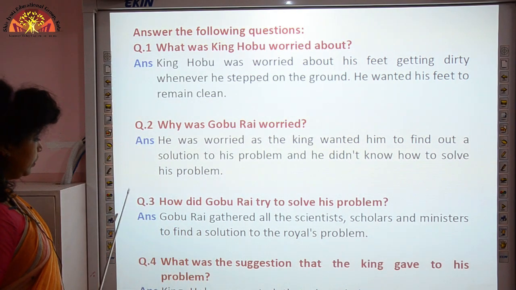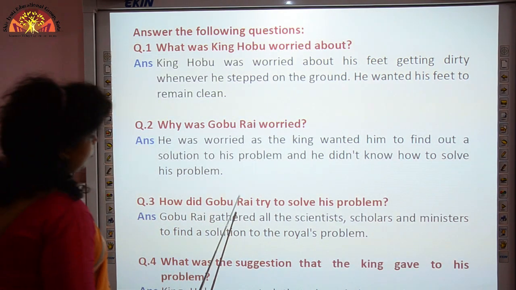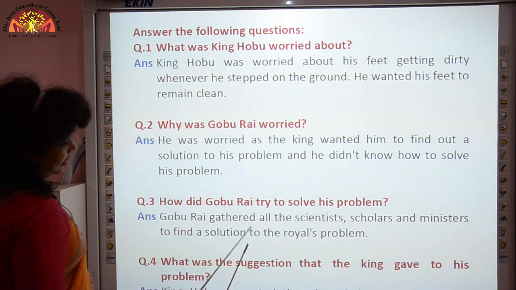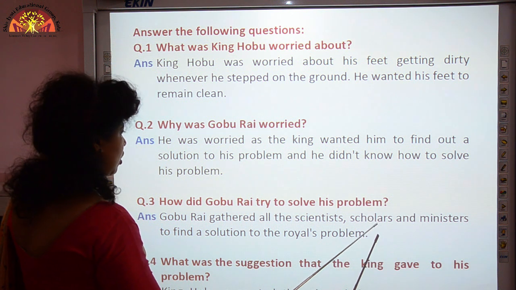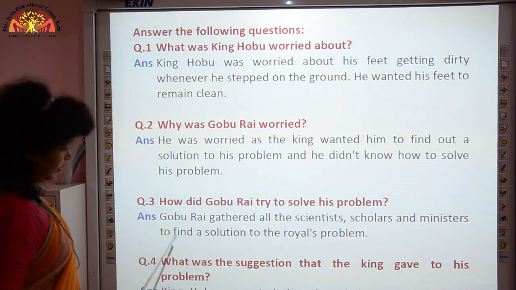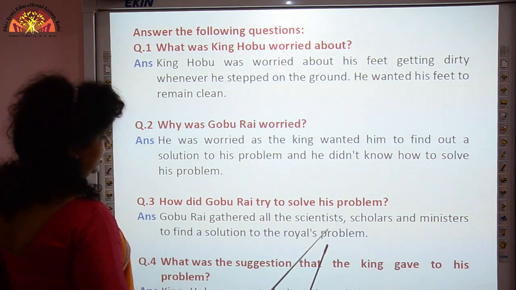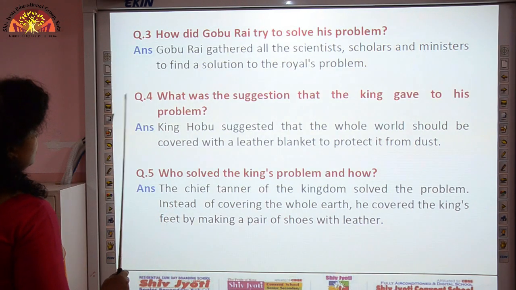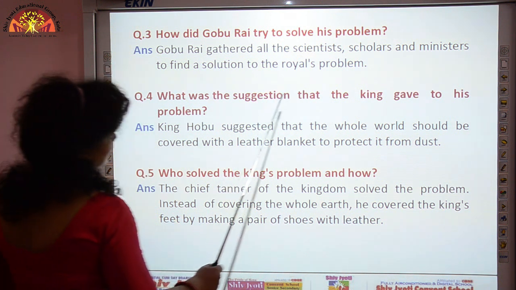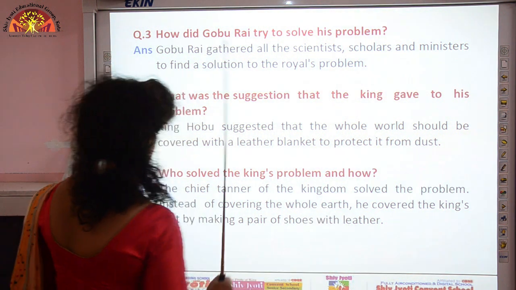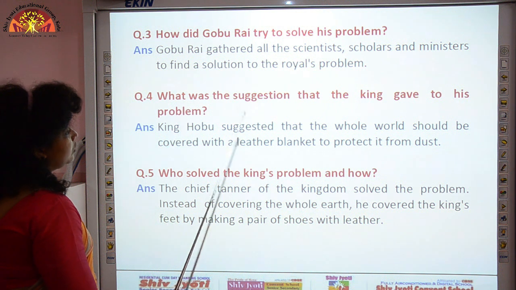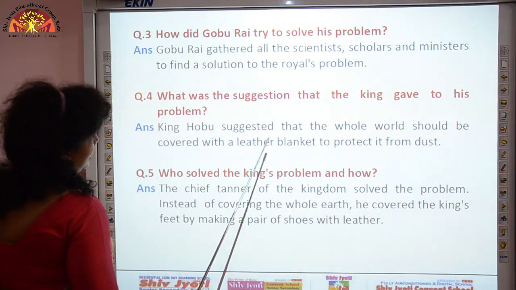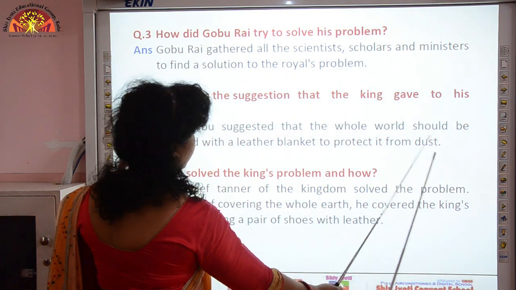Let us now come to question 3. How did Gobu Rai try to solve his problem? Gobu Rai gathered all the scientists, scholars and ministers to find a solution to the royal's problem. Let us now come to question 4. What was the suggestion that the king gave to his problem? Answer. King Hobu suggested that the whole world should be covered with a leather blanket to protect it from dust.